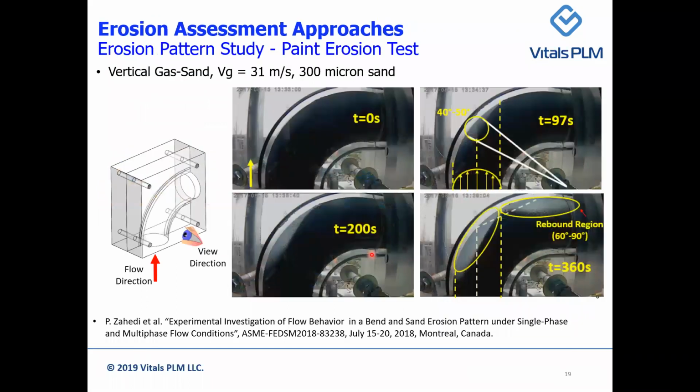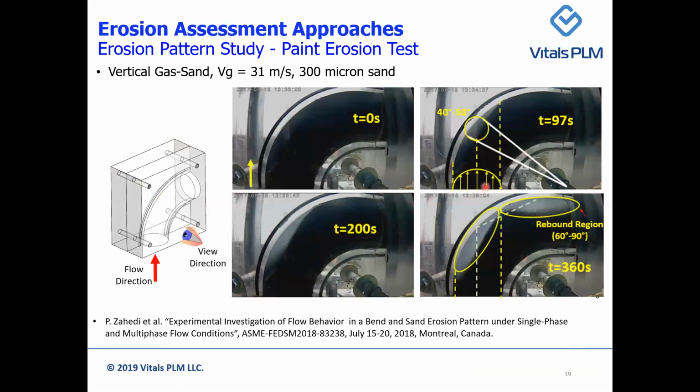One useful method to study erosion pattern and determine the location of maximum erosion is the paint erosion test method. These pictures are showing the sequence of paint removal in an elbow in gas sand flow conditions, where gas velocity was 31 meters per second, and pipe diameter was 4 inches. This is the location where paint starts removing.